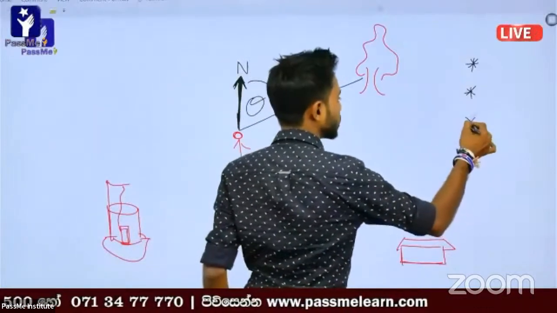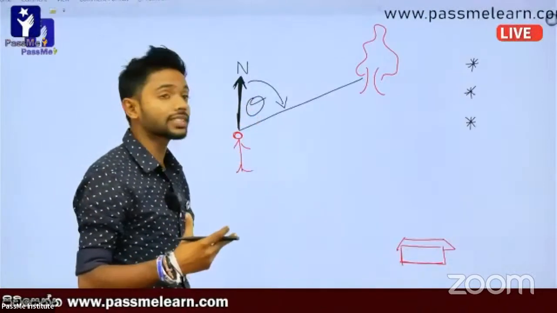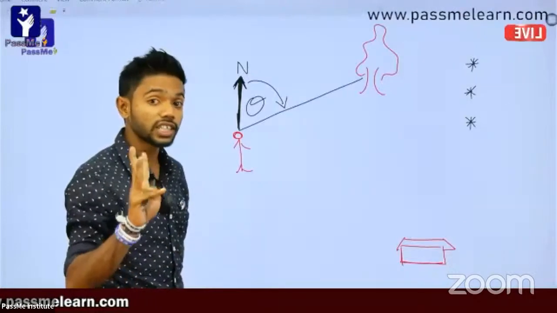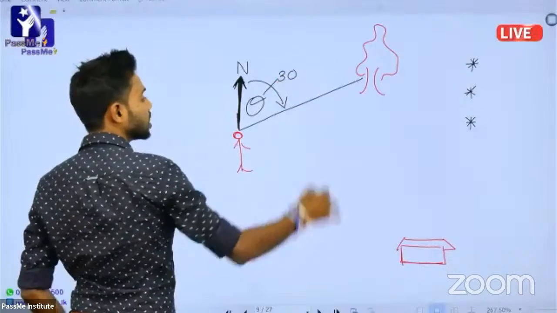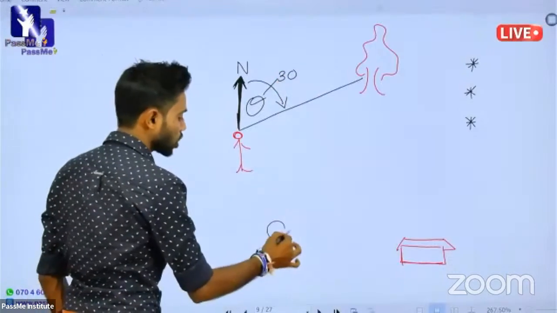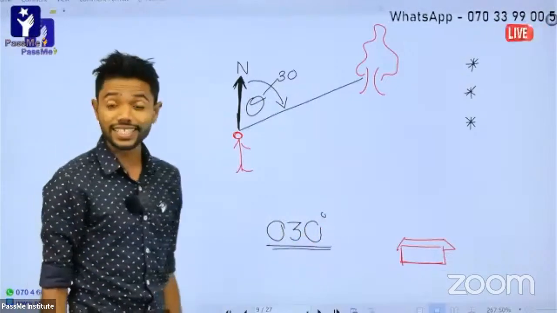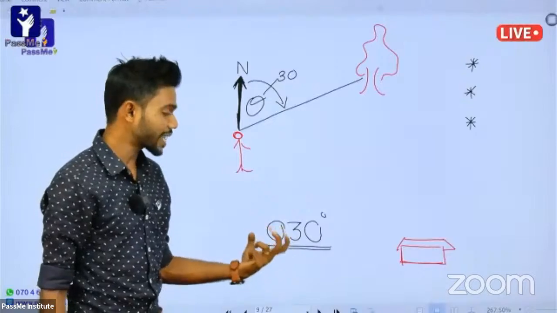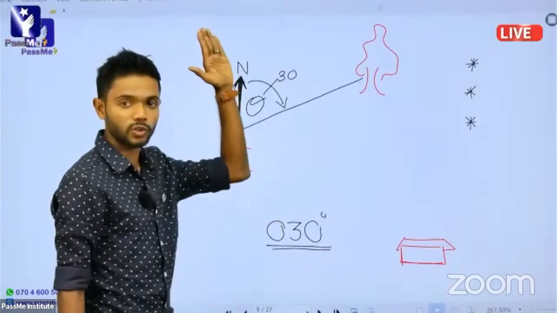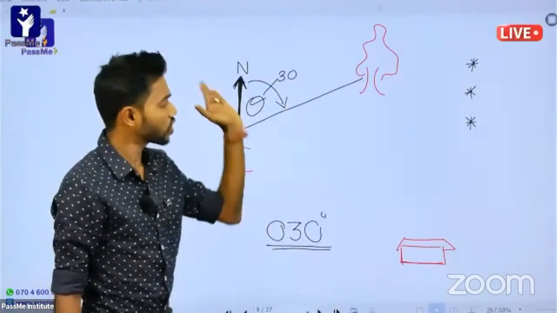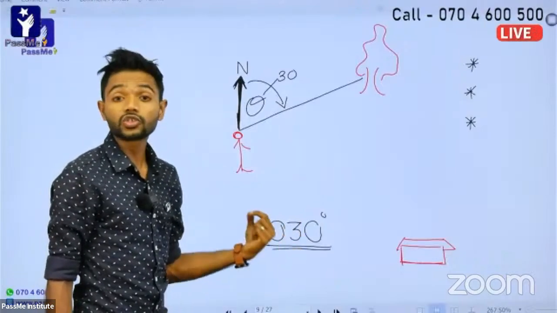And the third one is you need to represent this angle using 3 digits. 3 digits means if this angle is 30 degrees, the bearing should be written as 030 degrees, because this is the scientific or standard method to represent the bearing angle. So the bearing is measured with respect to north, in the clockwise direction, and the angle uses 3 digits.